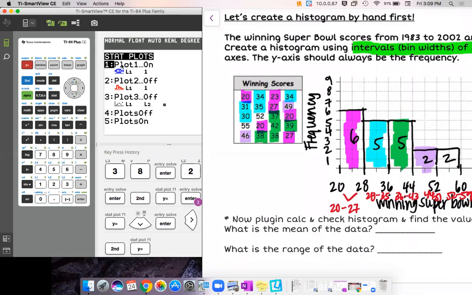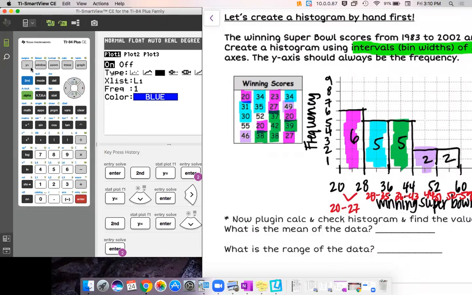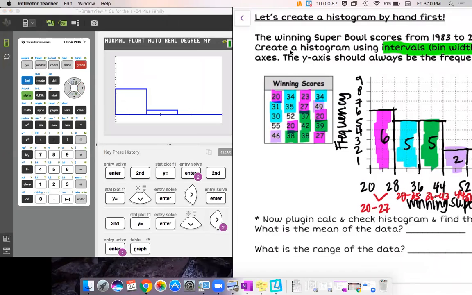So this one should say on. Click enter again. And now you can choose the different types of graph you want. So I'm going to go down here and I want to create a histogram. So I'm going to go to this right here and then make sure that it says we're getting it from list 1. And then if I click graph, it actually creates a histogram for us.